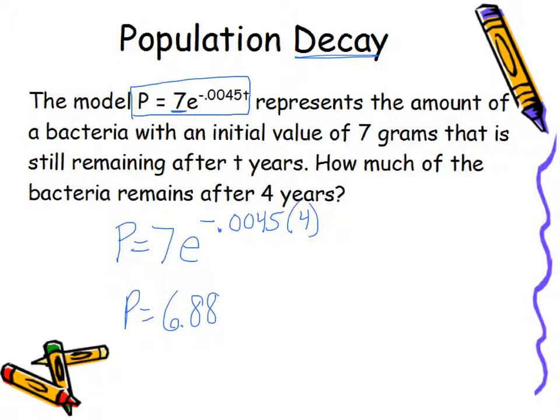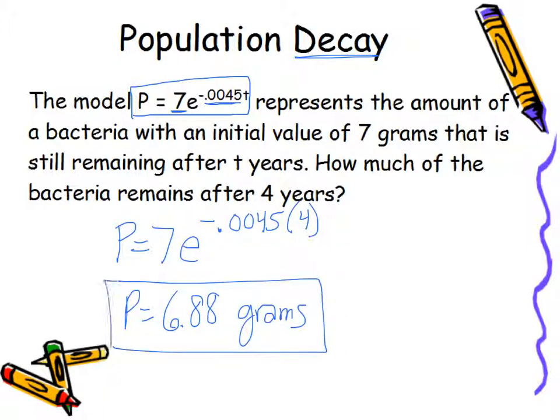So it did not decay very much. I started with 7 grams, now I have 6.88 grams. So it's a very slow decay, which you can kind of tell because that exponent is a pretty small exponent. Nothing's happening very quickly there. All right, so be able to do some graphs, know a few formulas, be able to use formulas. All right, go work on your homework. Good luck.